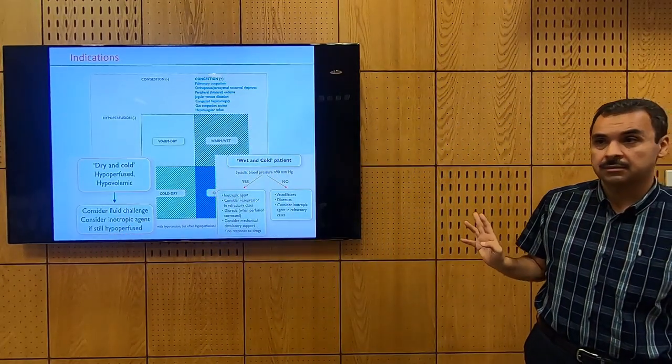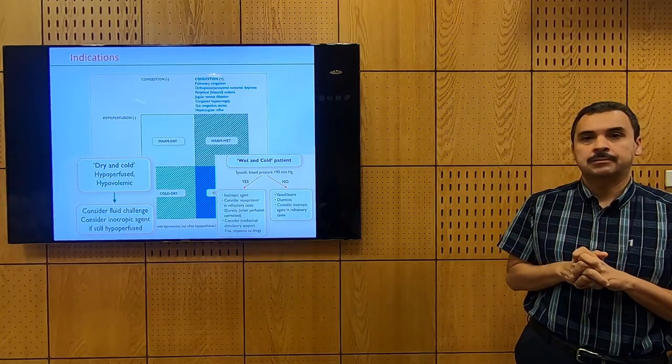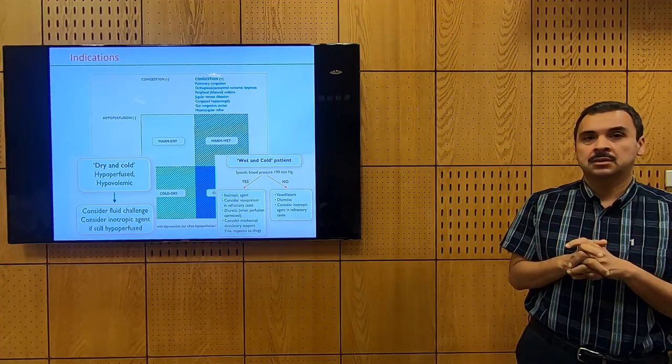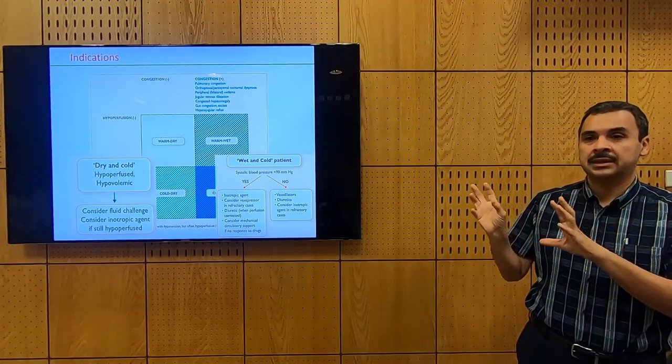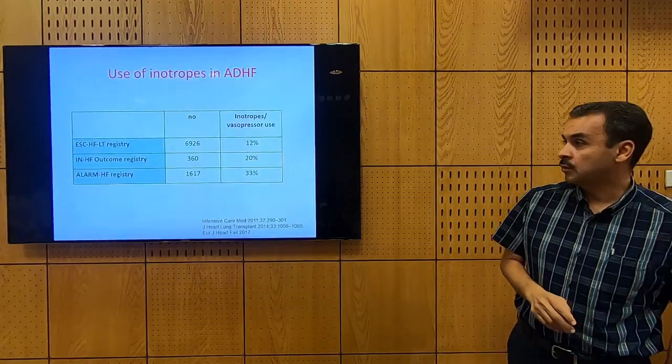Any questions here? This is very important as a gold standard classification for the management of patients with acute decompensated heart failure. Based upon simple clinical criteria, we can classify the patient into one of these three groups.